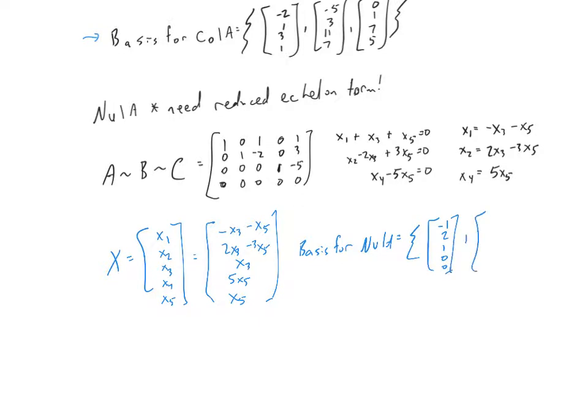And then the other vector, the x5 vector: minus 1, minus 3, 0, 5, 1. And there's the basis for the null space of A.